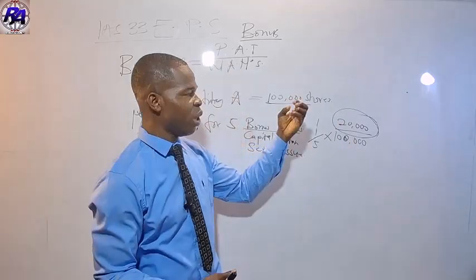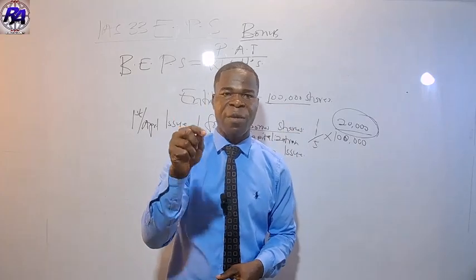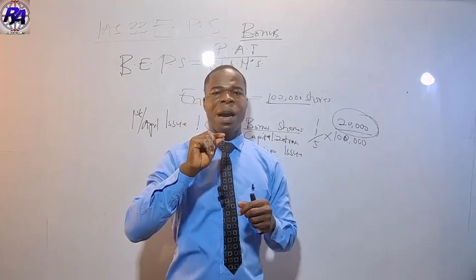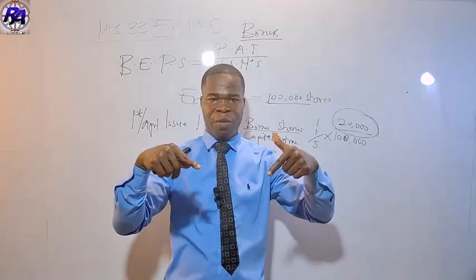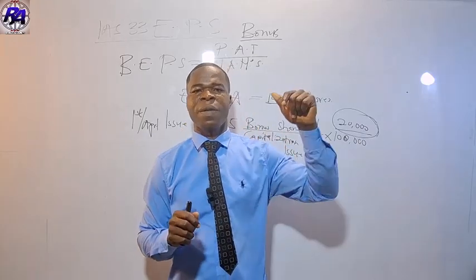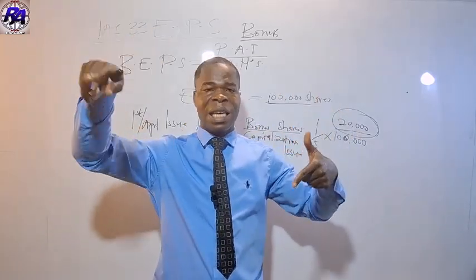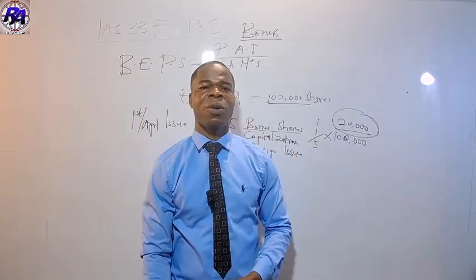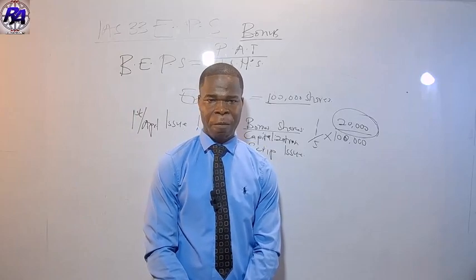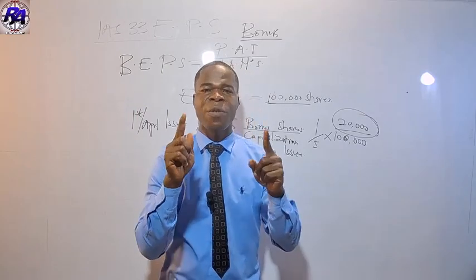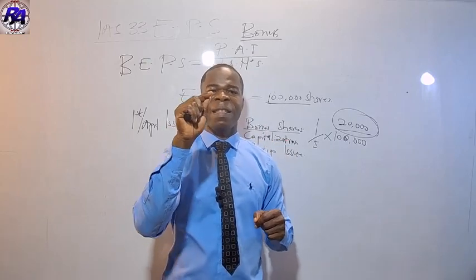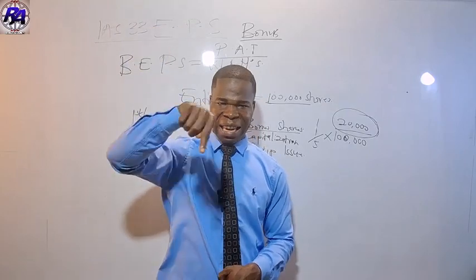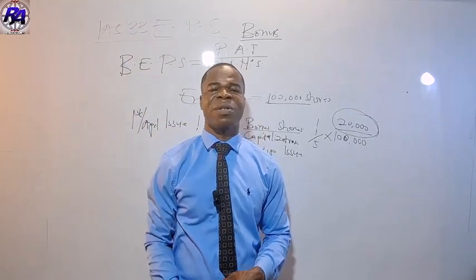With this, how do we calculate our basic earnings per share when there is a bonus issue? Anytime the question has just a bonus issue during the period, the assumption is that the bonus issue is assumed to have been issued at the earliest of the beginning of the accounting period of the entity. So we don't take into consideration the time fraction, because the assumption is that it has been issued at the earliest of the reporting period of the entity.